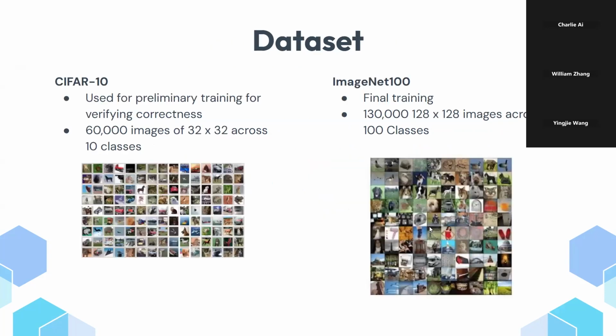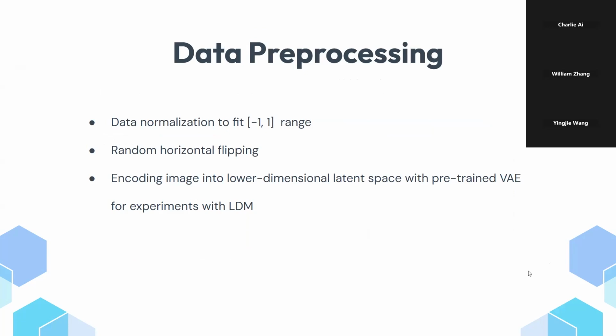For our dataset, we're using CIFAR-10 as our preliminary training dataset for verifying correctness in code. In total, we're using 60,000 images across 10 classes. For our ImageNet 100 dataset, we're using it for final training, and it consists of 130,000 images spread across 100 classes. For our data pre-processing step, we're first normalizing the data, then doing random horizontal flipping, and finally encoding the image into a lower dimensional latent space with a pre-trained VAE for experimenting with LDM.